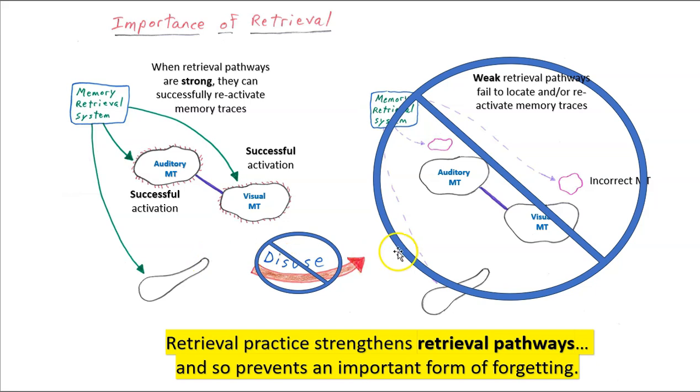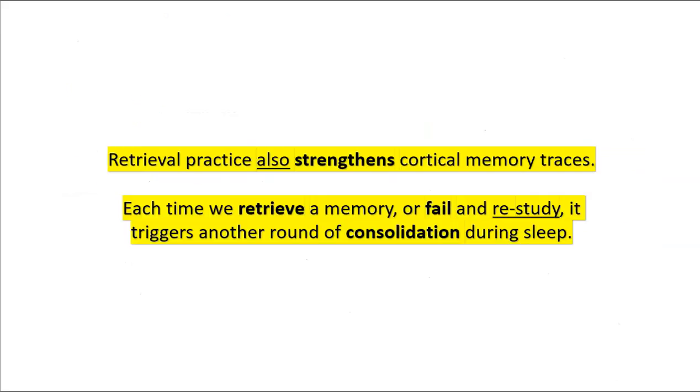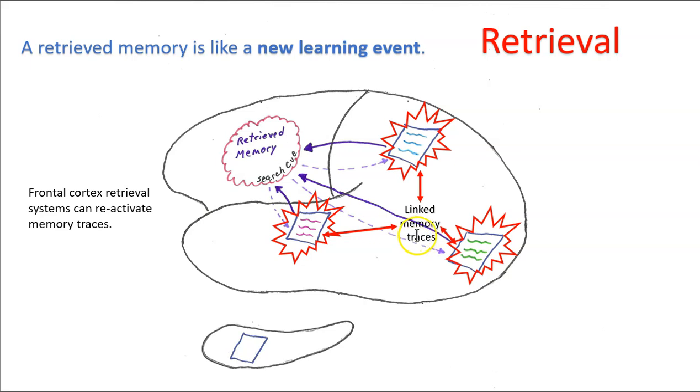And that's what retrieval practice does. Retrieval practice strengthens the retrieval pathways and so prevents an important form of forgetting. So with retrieval practice, we keep on giving the brain practice at finding our strongly stored information. And so we won't ever have this form of forgetting because we'll keep our retrieval pathways nice and strong. But importantly, it is true that retrieval practice also strengthens cortical memory traces. Each time we retrieve a memory or fail and restudy, it triggers another round of consolidation during sleep. Just think about the act of retrieving again on this brain.